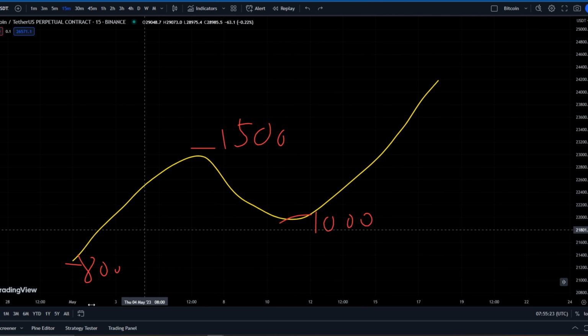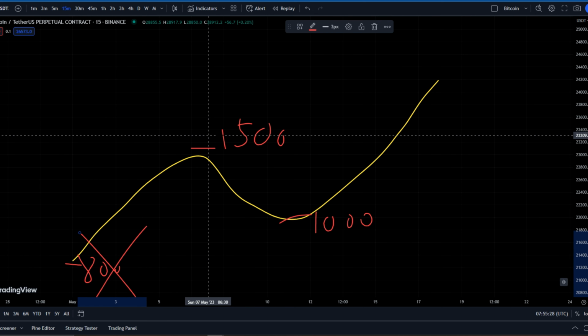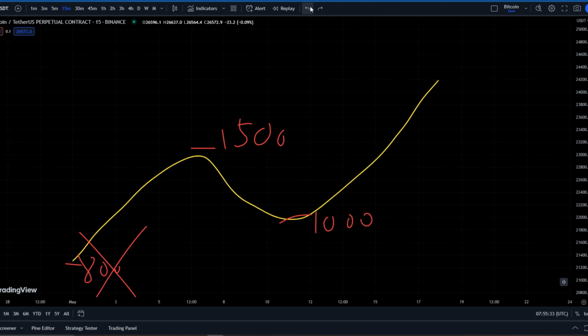Now let's say that you didn't enter here. You missed the move up. The price went up. You missed the move. So which area would you want to buy? Here. Okay. You want to buy at the retracement.